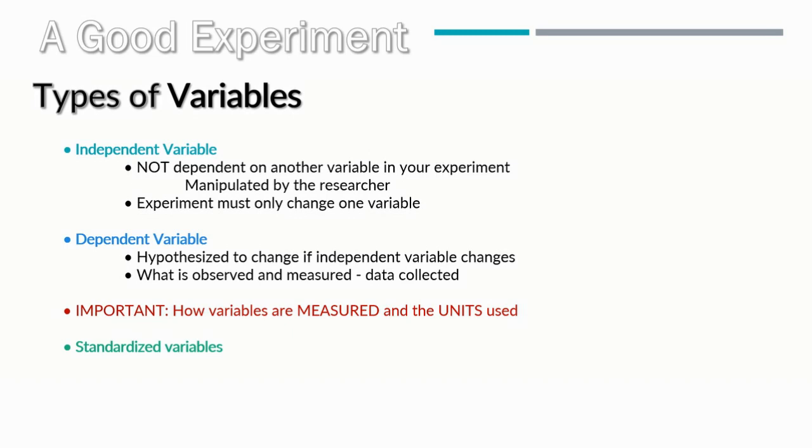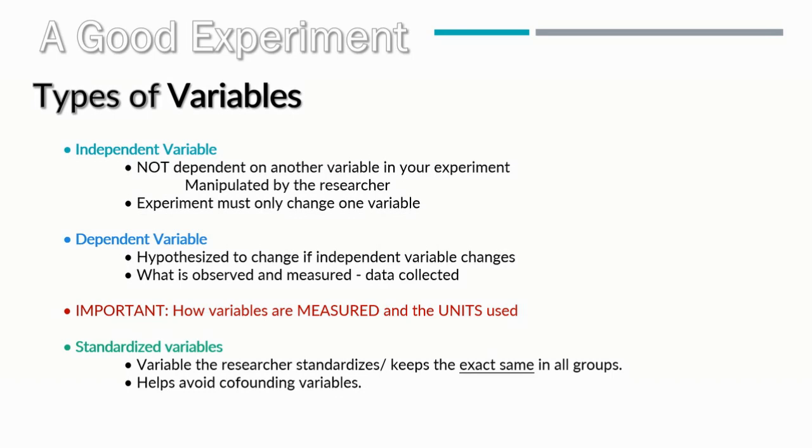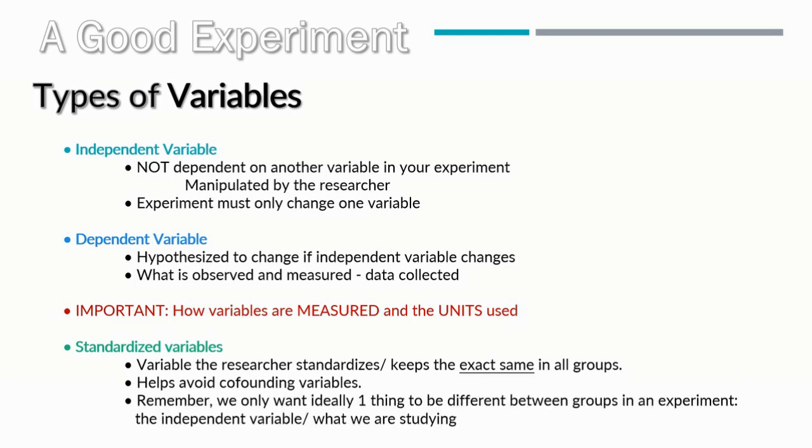Standardized variables are the variables that researchers standardize or keep the exact same in all of their groups, right? So making sure that we are controlling for certain things so that way we're only testing the relationship between the independent and dependent variables. The reason why standardized variables are so important is because they help avoid confounding variables. Remember, we really only want one thing to be different between each of our experimental groups, and so that thing is usually the independent variable, what we are studying, the treatment. This is why having standardized variables is so important.